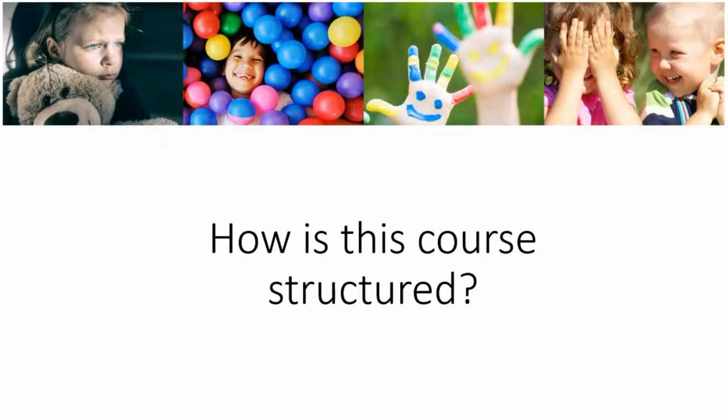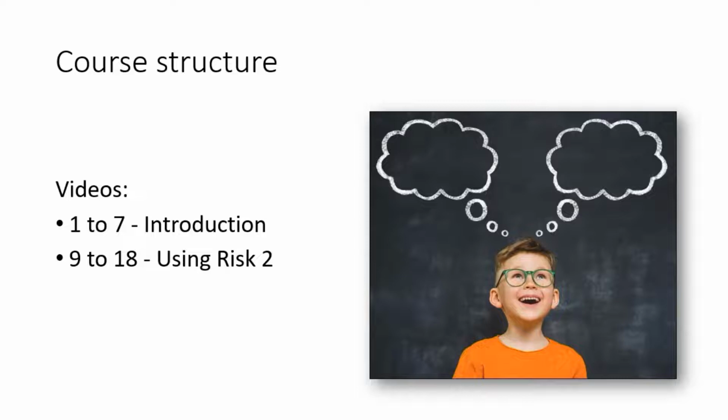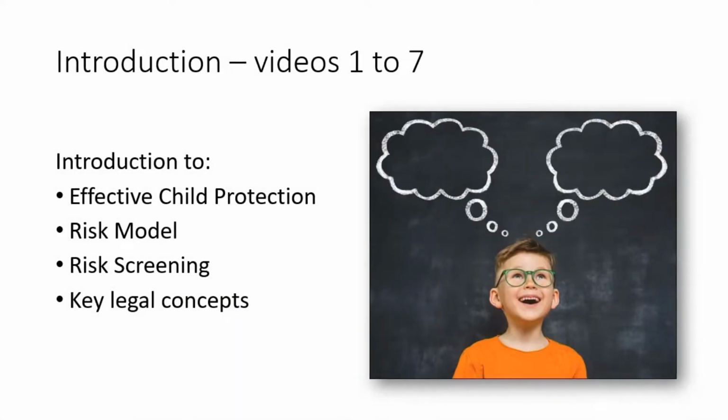How is this course structured? This course has 2 main components. There is an introduction to the risk model in videos 1 to 7, and a detailed course on using Risk 2 in practice in videos 9 to 18. Videos 1 to 7 provide a general introduction. This includes an introduction to the risk model and effective child protection. It provides a background to the first stage in the risk model, which is risk screening. This includes an exercise in risk screening.